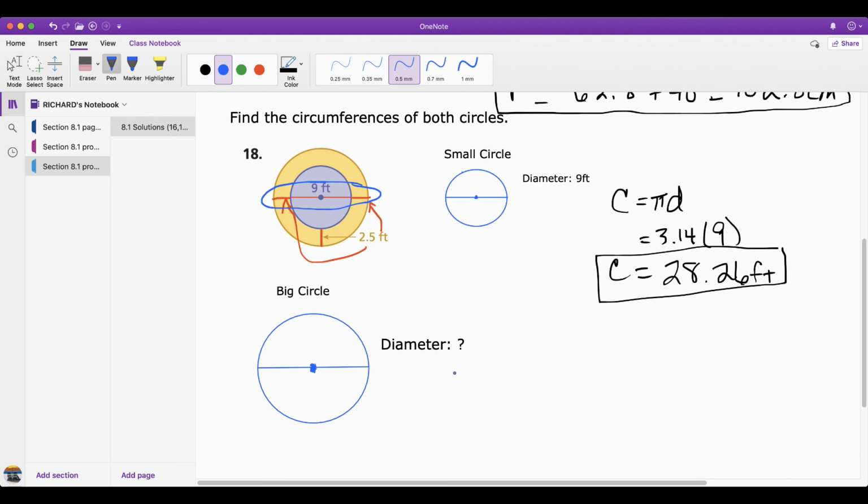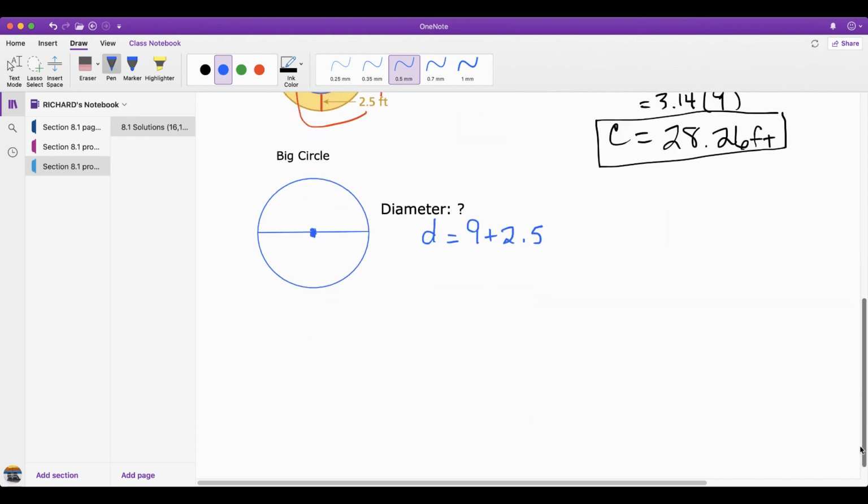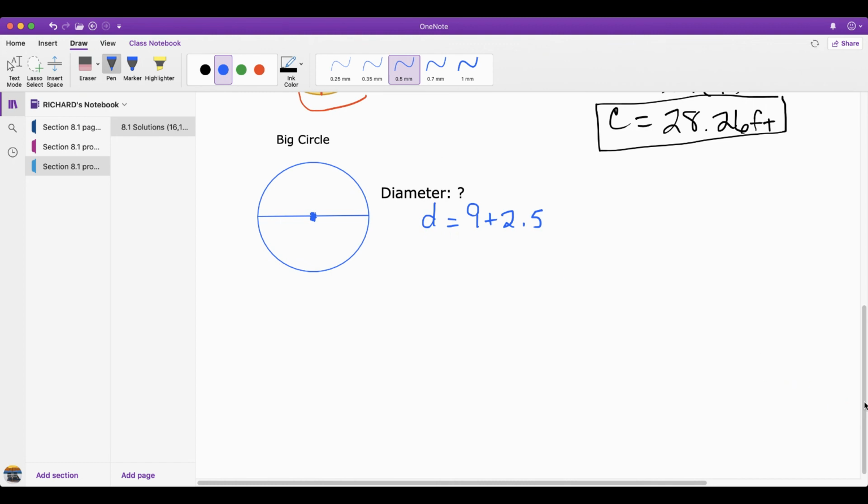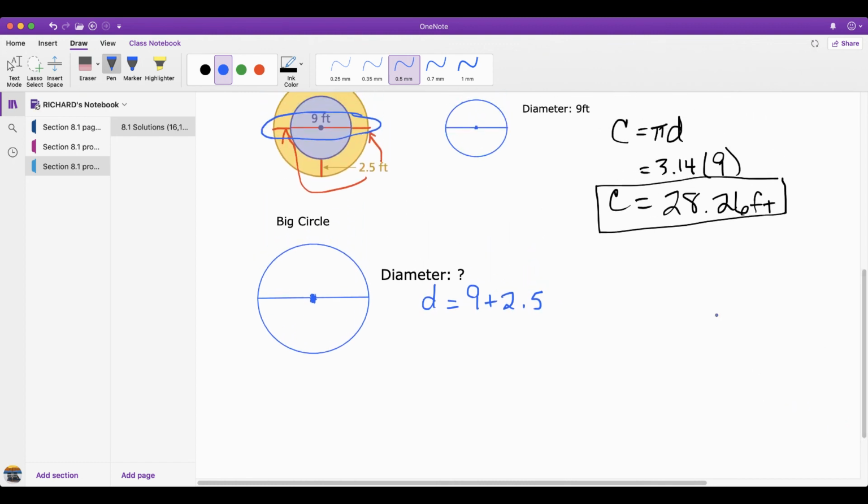Okay, and what is it? The diameter is going to equal 9 plus 2.5 plus 2.5. So when I add that together, 9 plus 5 is 14 feet. So now I have the diameter.